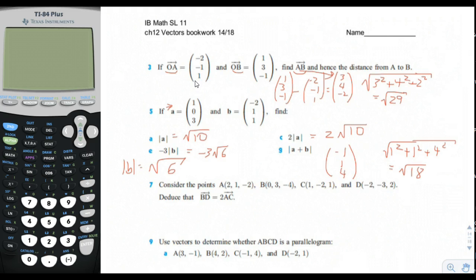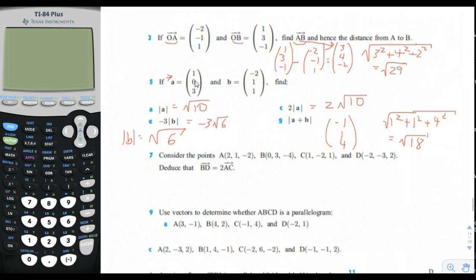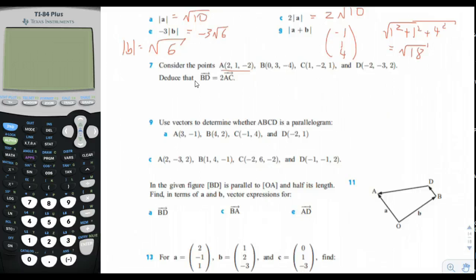Okay? Number 7, consider the points A (2, 1, negative 2), B (0, 3, negative 4), C (1, negative 2, 1), and D (negative 2, negative 3, 2). Deduce that BD is equal to 2AC. Well, let's find BD first of all. So BD would be D, negative 2, negative 3, 2, minus B, which is 0, 3, negative 4. If we subtract those, we get negative 2. Negative 3 minus 3 is negative 6. And 2 minus negative 4 is equal to 6. Okay, so that would be BD.